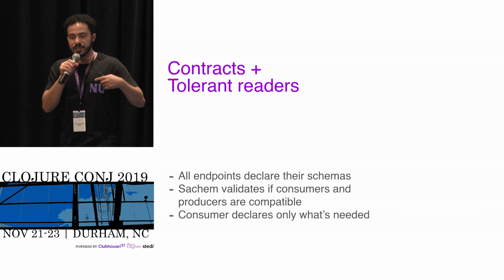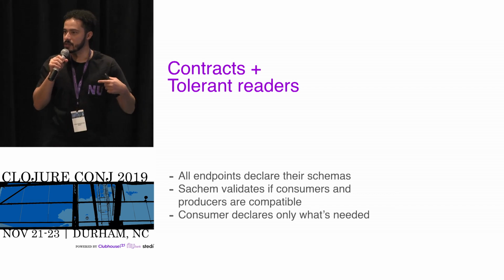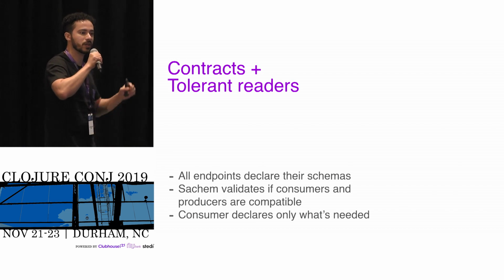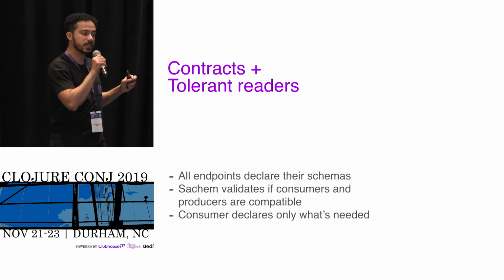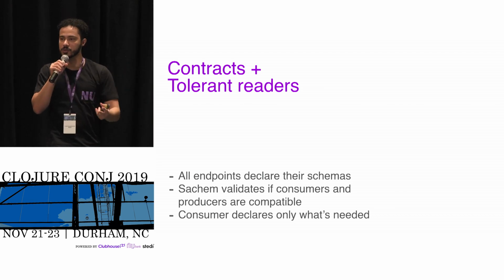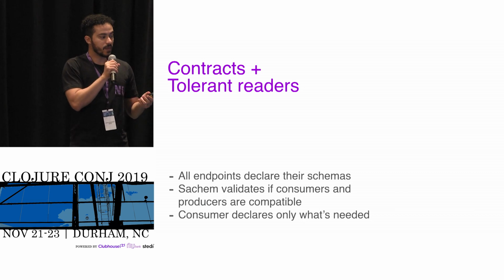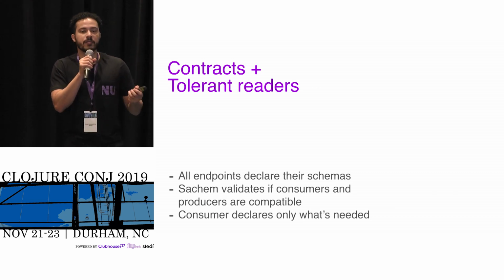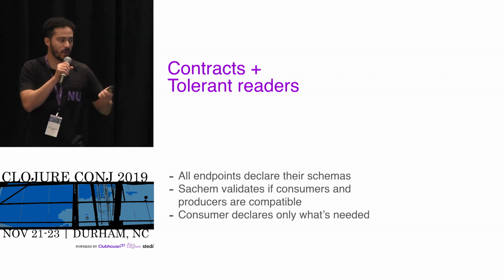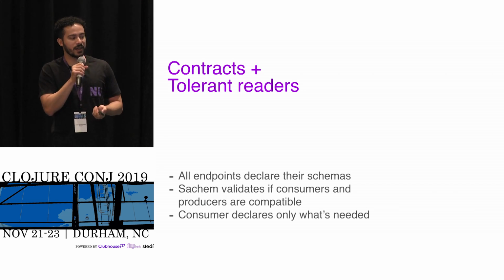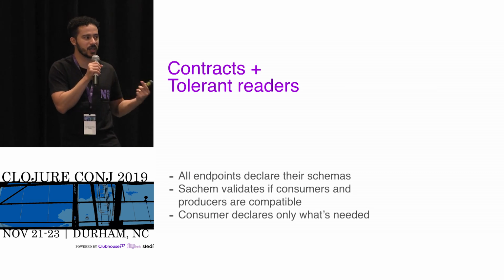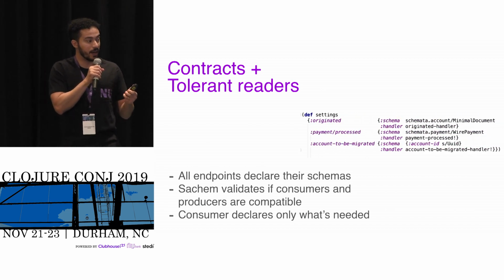So it's easier to evolve the system, the services. If you don't depend on the whole entity, only a few elements, it's easier to evolve the schema of the entity without breaking all the consumers. And since we have metadata on the endpoints, on the entry points and exit points, we can write a tool that automatically checks whether these two schemas are compatible.